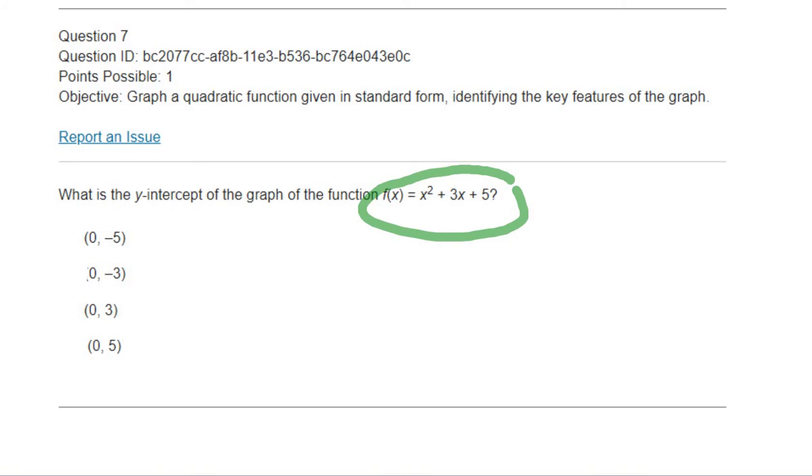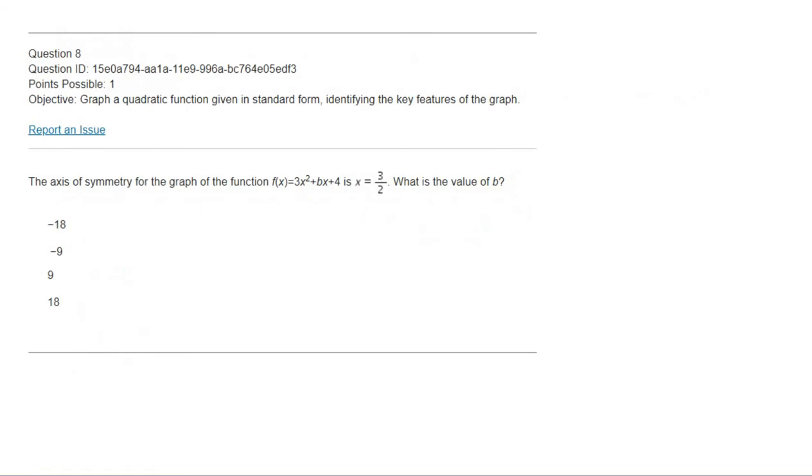You can also look at your equation. If it's in standard form, your y-intercept is always going to be that number at the end. So either graph it or just look at the equation.